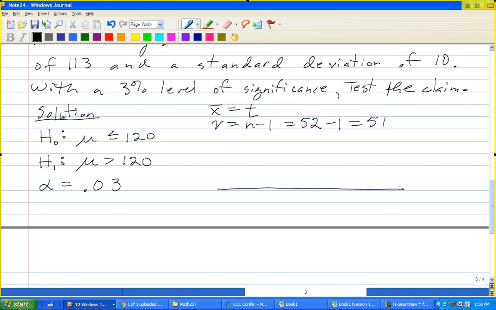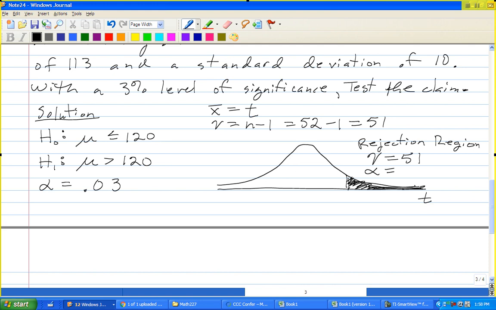So this will be a t-distribution. My sampling distribution of all possible sample means is a t-distribution, and we want it greater than. That's the alternative, so my rejection region lies out here to the right. The degrees of freedom, as I said, was 51, and alpha is 0.03.